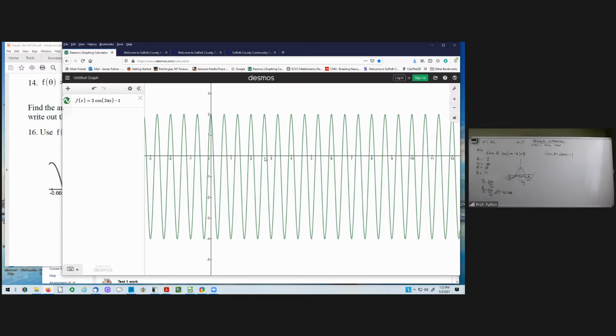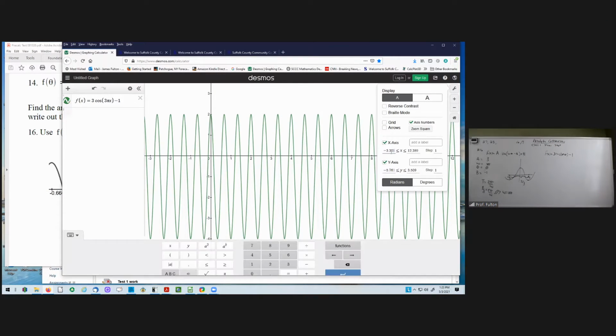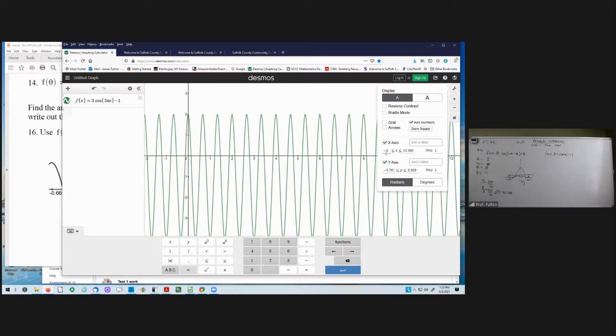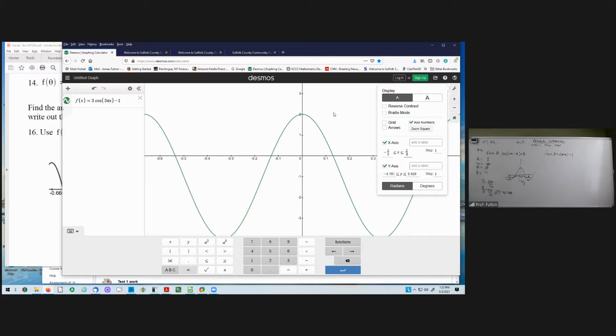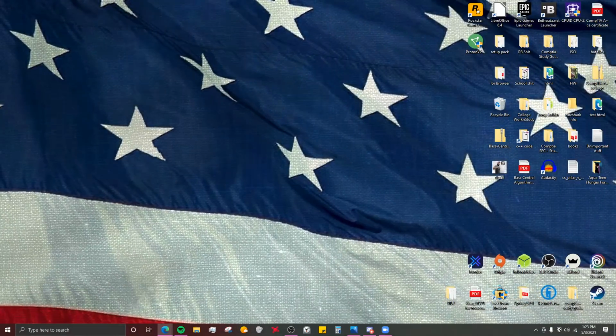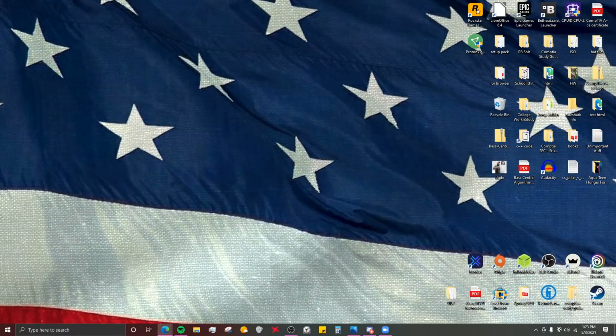But let's kind of change this around a little bit. On the graph, let's go from -2/3 up to +2/3, and let's go to the step of 1/3. Okay. So that's the picture I'm now getting.